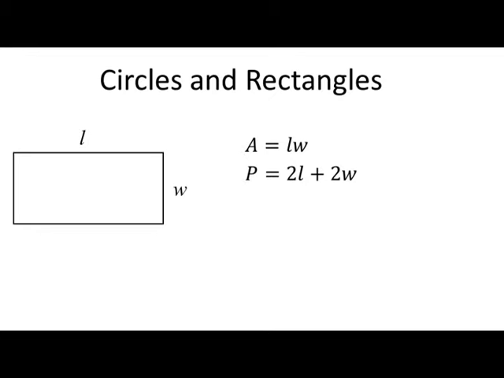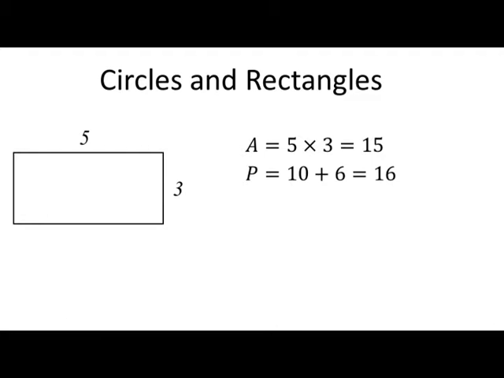This next part should be quite a bit simpler. Now we're going to look at rectangles. Rectangles are 4-sided shapes where all the angles are right angles. That's where they get the word rectangle from. The area of a rectangle is length times width. The perimeter, the distance around it, is 2 times the length plus 2 times the width.